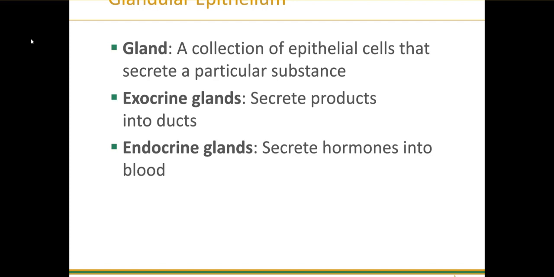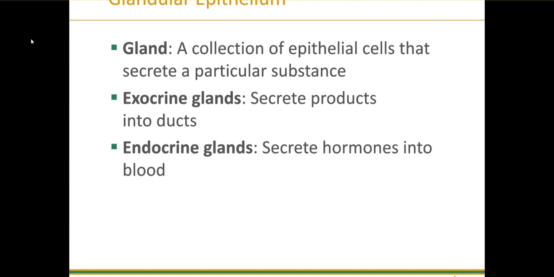So an exocrine gland, if you can think of exit, secretes products into ducts. For example, tears, you have your tear ducts. Sweat glands, you have ducts in your skin that secrete sweat. You have gastric juices. So these are all produced by exocrine glands.